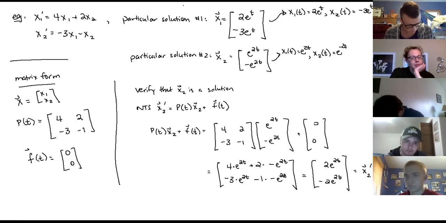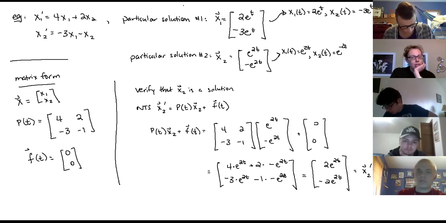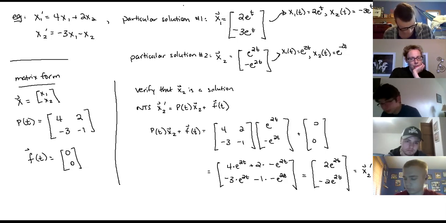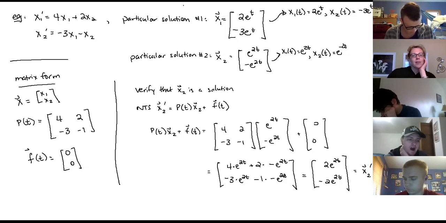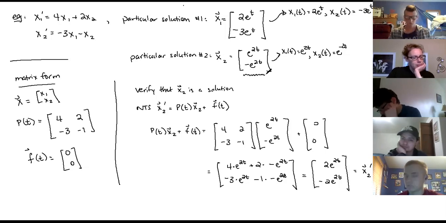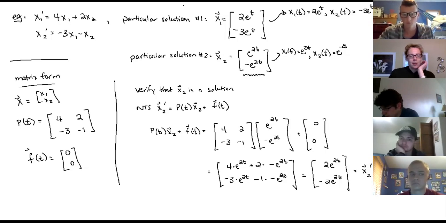So if you plug in, if you multiply out, you should get 2e to the 2t and negative 2e to the 2t. And that's your derivative. That's what you're looking for. If you go back up to x2 and think about what the derivative is going to be using chain rule.